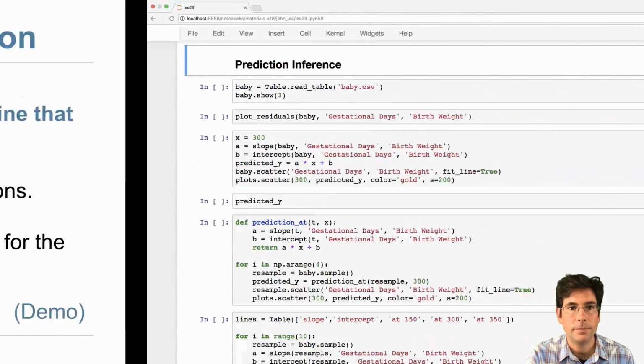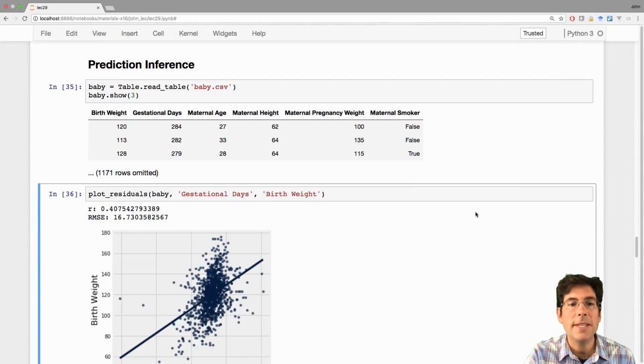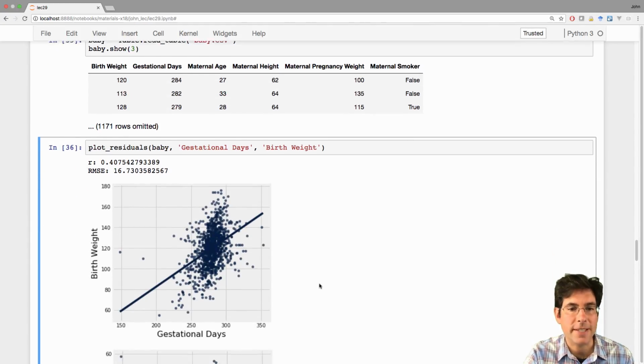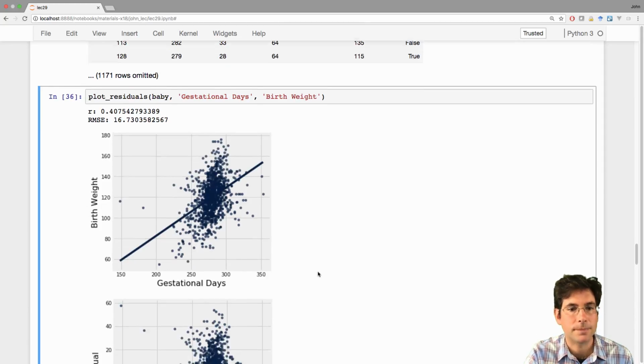Onto the code. Here's one row per baby. We have the birth weight and gestational days. And we saw before that it appears there's a linear association between these 2 measurements of a baby. R is 0.4, and the root mean squared error is 16.7 ounces. Where a typical baby is something like 120 ounces. Heavy ones are up at 175, and light ones are closer to 60.